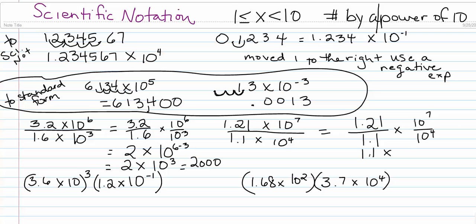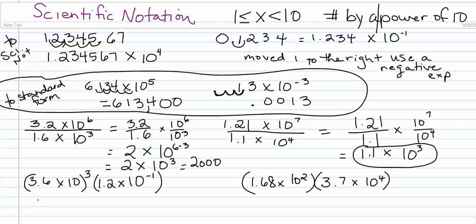And 10 to the 7th divided by 10 to the 4th is going to be 10 to the 3rd, because the rule for exponents when we're dividing is to subtract them. So my answer in scientific notation would be 1.1 times 10 to the 3rd. If I needed to write it in standard form, I would just take my decimal point and move it 1, 2, 3 places to the right, and it would be 1,100.